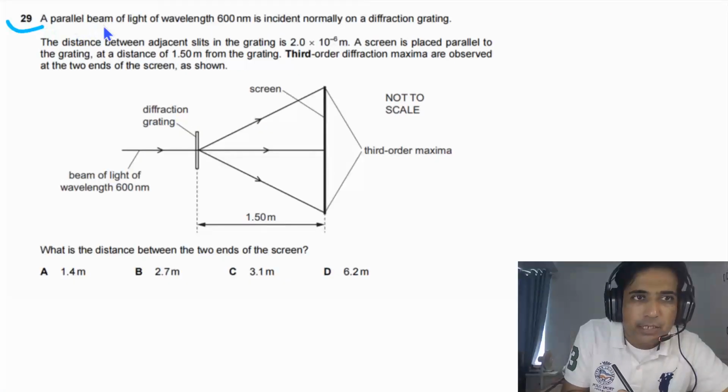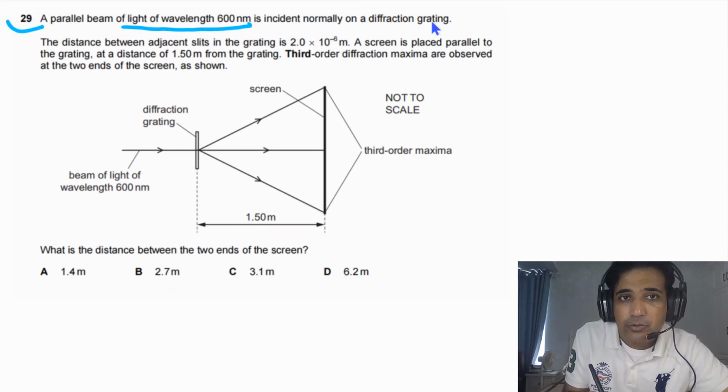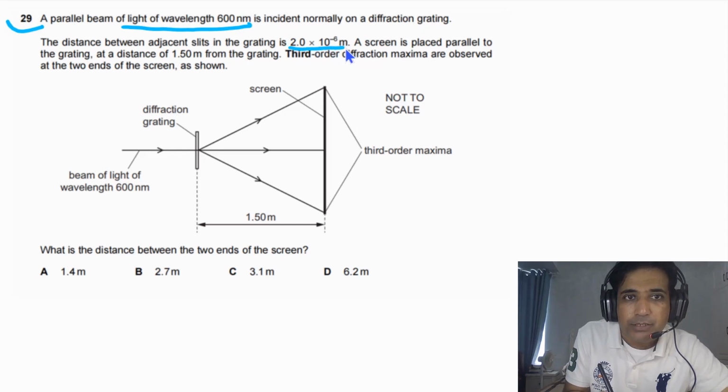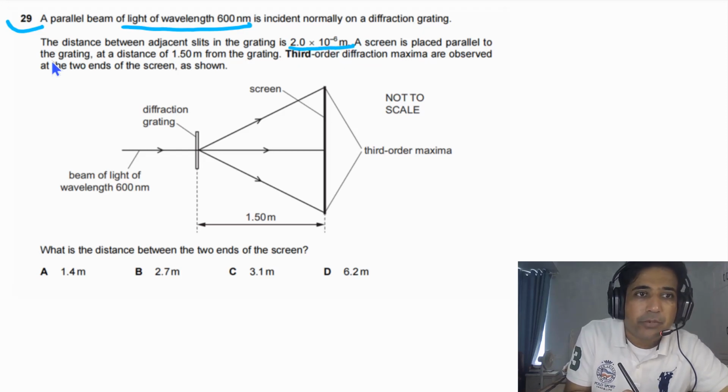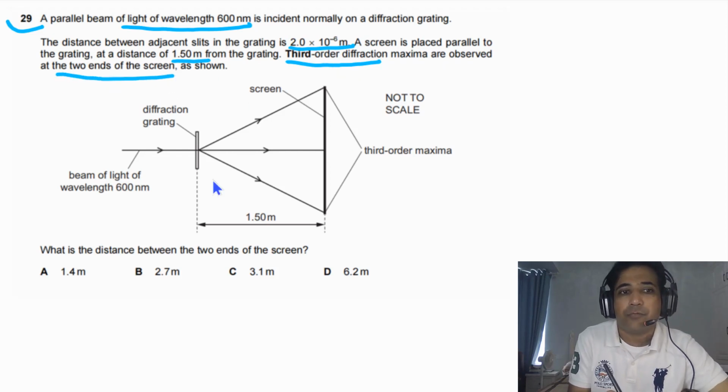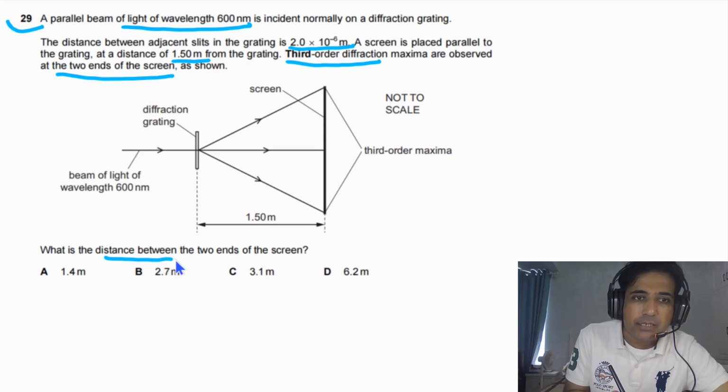Question 29 says a parallel beam of light of wavelength 600 nanometers is incident normally on a diffraction grating. The distance between the adjacent slits in the grating is 2.0 times 10 to minus 6 meters. A screen is placed parallel to the grating at a distance of 1.50 meters from the grating. Third order diffraction maxima are observed at the two ends of the screen as shown in the figure. We need to find out what is the distance between the two ends of the screen.